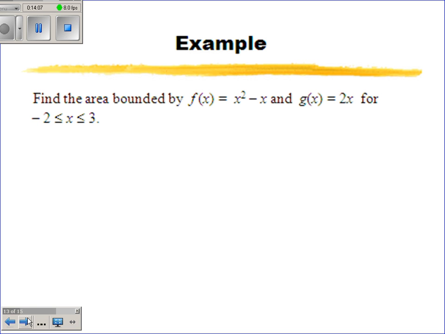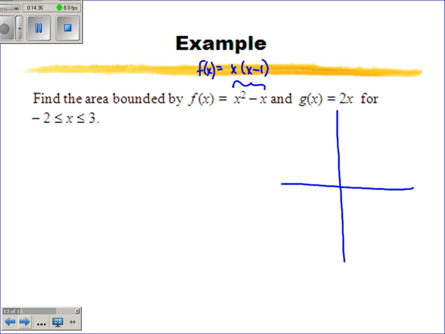Okay, now let's find the area bounded by these two functions between the x's of negative 2 and 3. Okay, again, this first one's a parabola. Now, it's not just a nice simple shift, though. It's got x's in both terms. So instead of finding the vertex, I just like to factor the x out, and then I can find the x-intercepts. So when the y is 0, my x's are going to be 0 and 1.